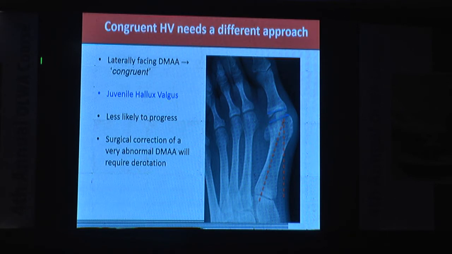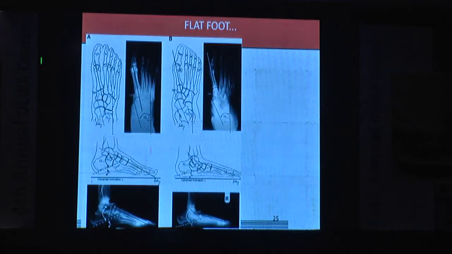If we do an osteotomy here, which is usually done for other incongruent hallux valgus, it is bound to fail. So you need to correct the articular inclination there. A very different kind of hallux valgus, especially in the juvenile population, requires a different kind of treatment. Now, that is about hallux valgus.